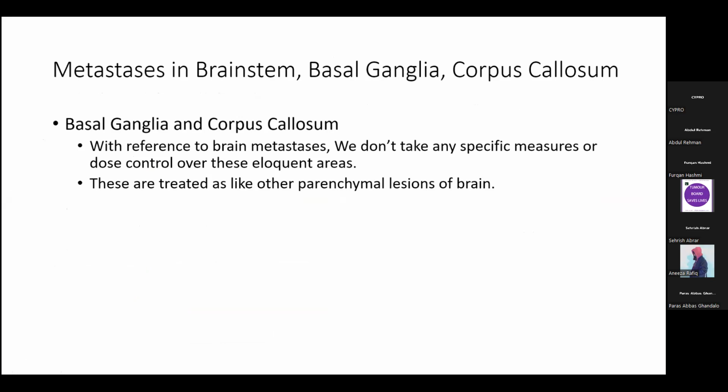I'm not talking about the AVM. In AVM, these areas are important, but still we don't have any specific constraints so far. And in the parenchymal lesion, other than the brainstem, we only have the hippocampus that we have to consider, but not these areas. So these are treated like the other parenchymal lesions of the brain.